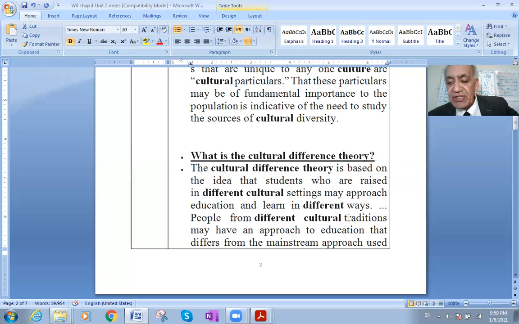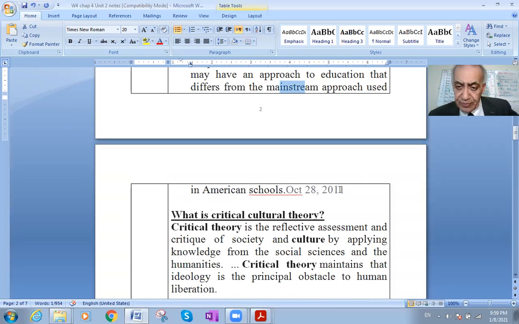People from different cultural traditions may have an approach to education that differs from the mainstream approach used in American schools, as an example.